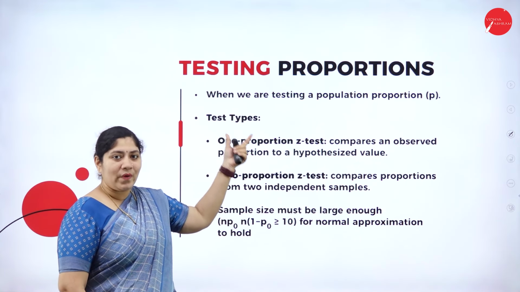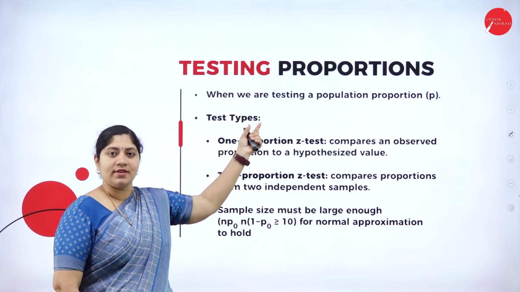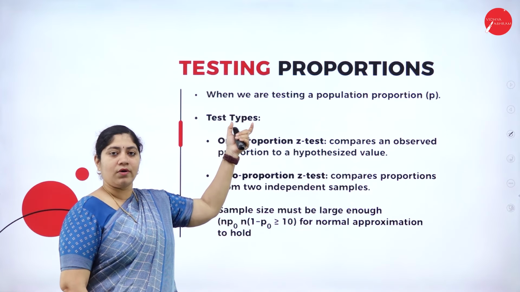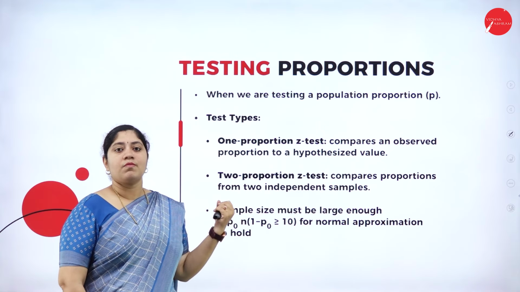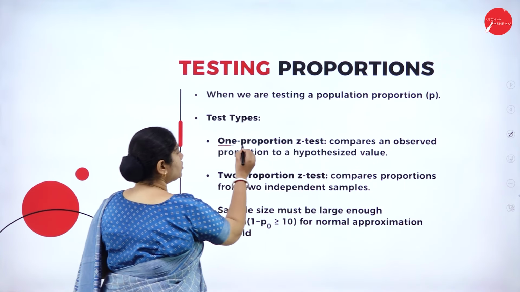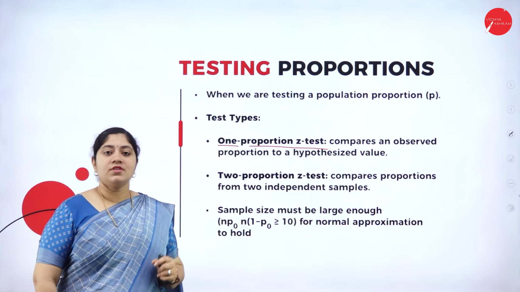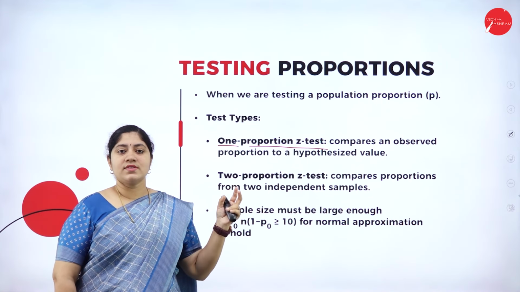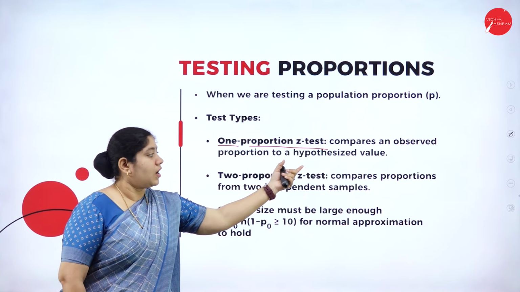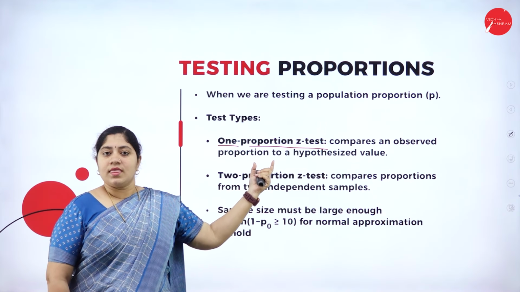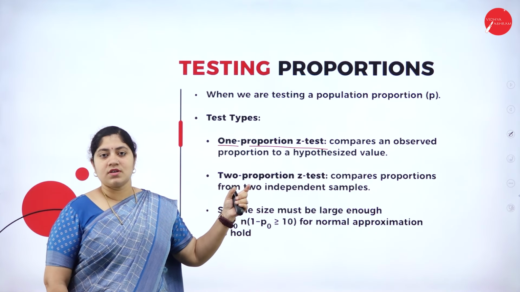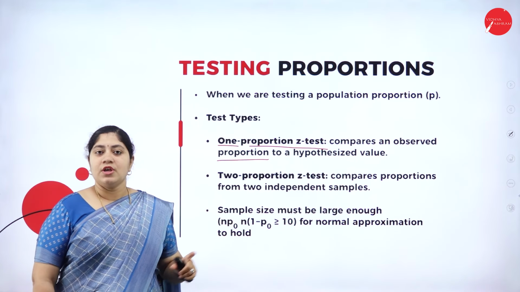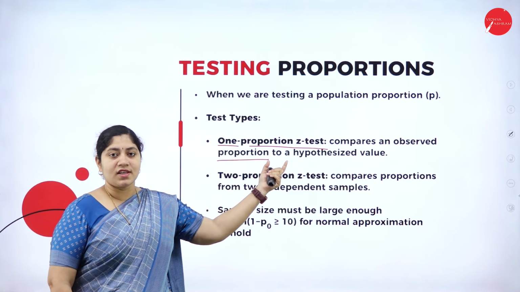Okay, so whenever we want to calculate or test with respect to that population proportion, that kind of test is all about testing proportions. Even here we have multiple tests. The one proportion Z test is utilized to compare the observed proportions with the hypothesized value. There is some constant value which is called the hypothesized value. That value will be compared with the observed proportions of the samples. So that is all about the one proportion Z test.